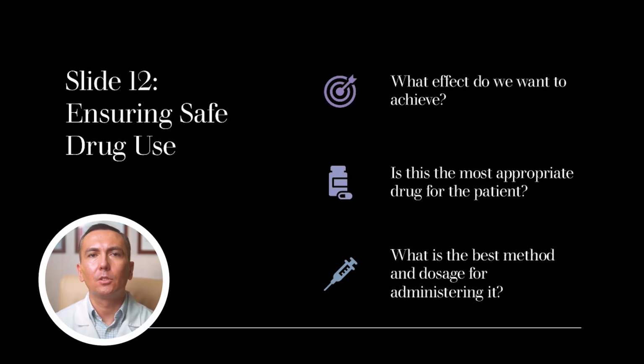Ensuring safe drug use. When prescribing a drug, doctors need to ask, first, what effect do we want to achieve? Second, is this the most appropriate drug for the patient? Third, what is the best method and dosage for administration? A sample case study about adjusting dosing for a patient with kidney disease.